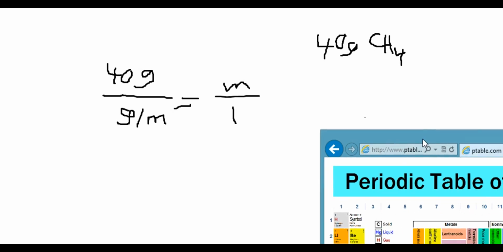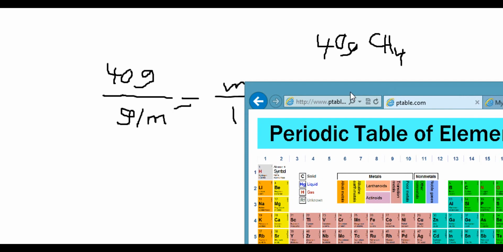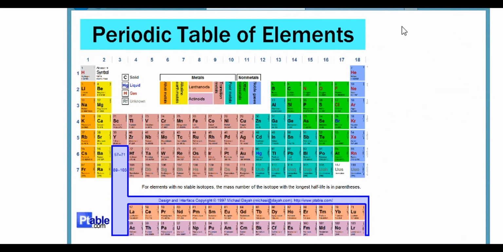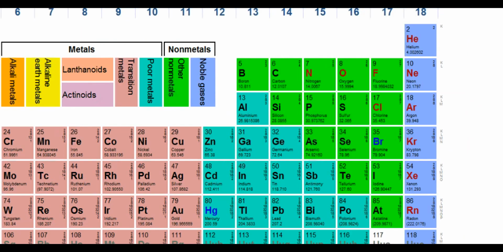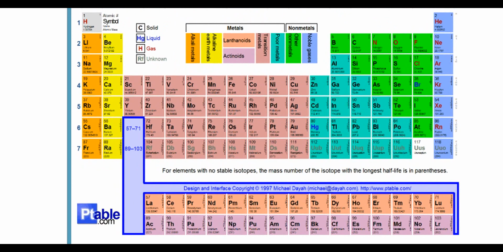CH4 has carbon, hydrogen, and that's it. But it actually has 4 hydrogen. But anyways, let's take a look here.